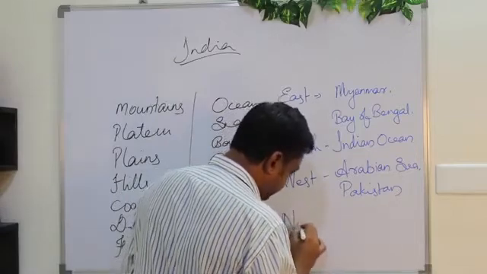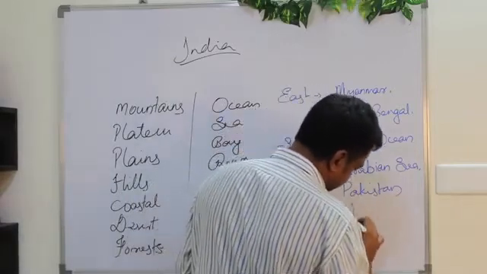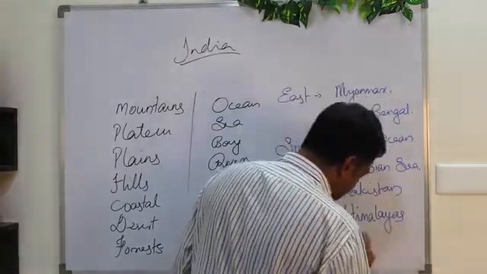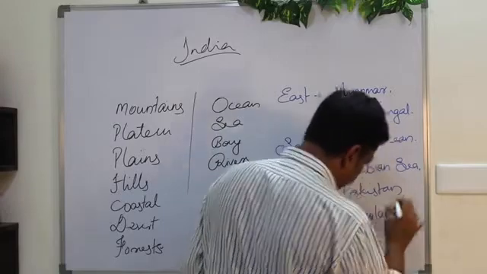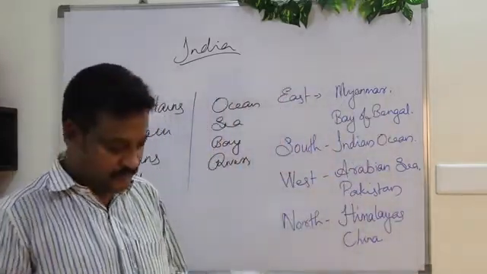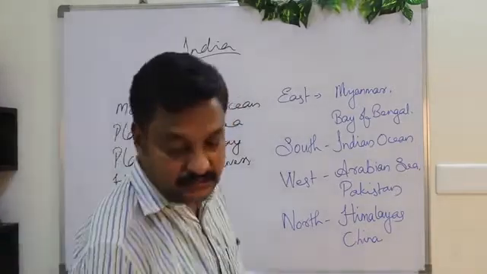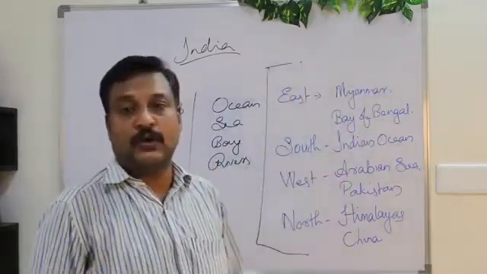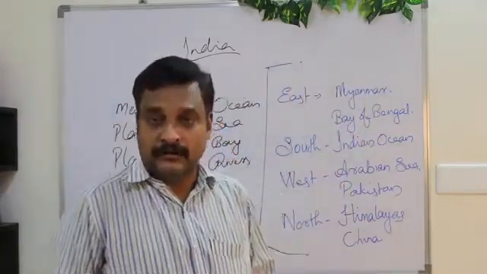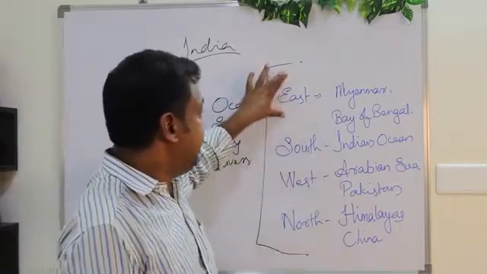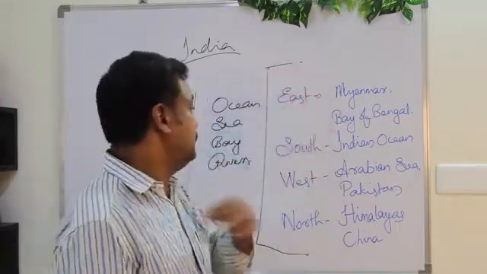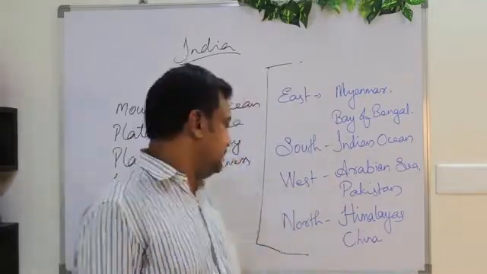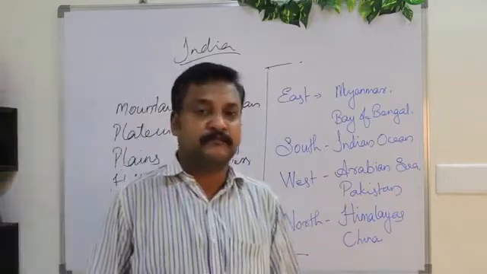And in the north we have Himalayas, China. Right? So these are the major boundaries of India. Okay? So what are the major boundaries of India? In the east we have Myanmar and the Bay of Bengal. In the south we have Indian Ocean. In the west we have Arabian Sea and Pakistan. In the north we have Himalayas and China.